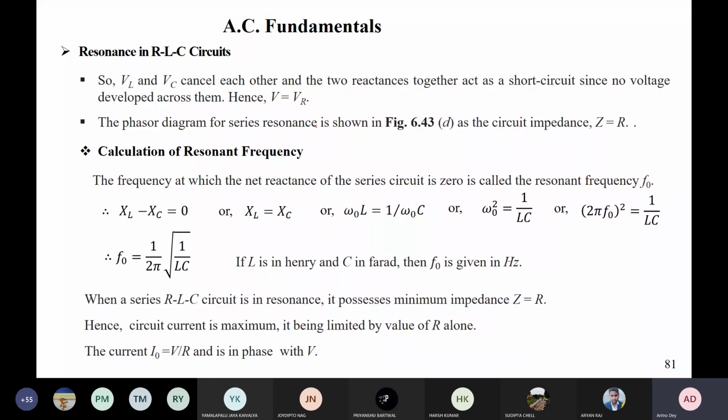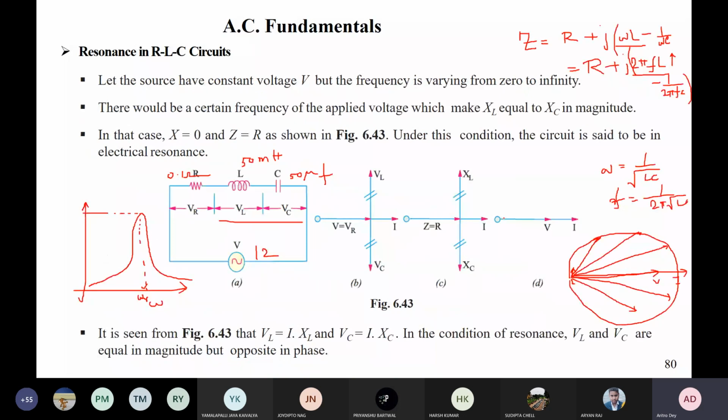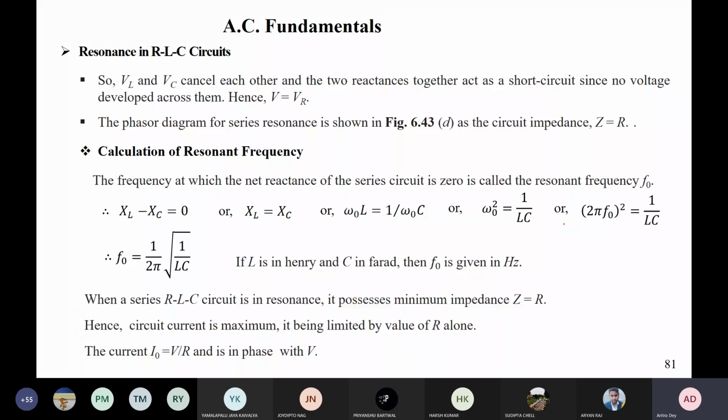The phasor diagram for series resonance is shown. This is the phasor diagram. Because you have no inductive part and no capacitive part, the current will be in phase with your voltage. We can draw it like this: this is VR, and then this is VL, and then this is VC. So you arrive at the same point. That is why V is equal to VR, in phase with the current. Or in other words, current is in phase with voltage. Calculation of the resonant frequency I have already shown.